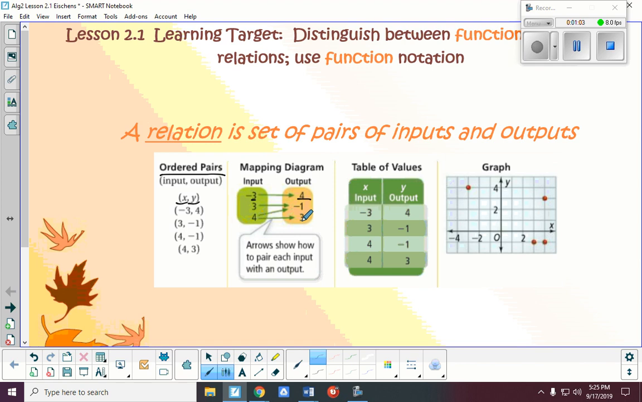We can also put these ordered pairs onto a table of values, which I call an XY chart. So we have the ordered pair -3, 4, so the input's -3, the output's 4. And then lastly, we can graph our ordered pairs, or our inputs and outputs. So at -3, your input -3, your Y value, your output would be 4.